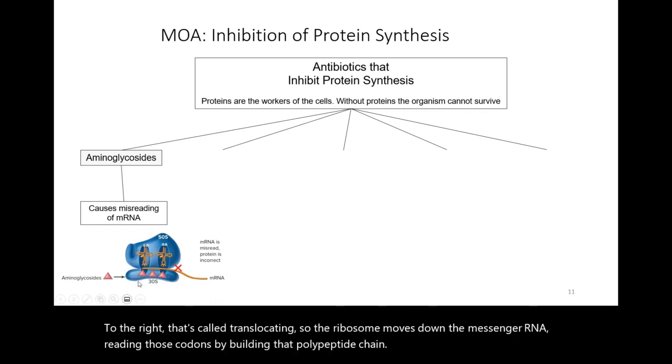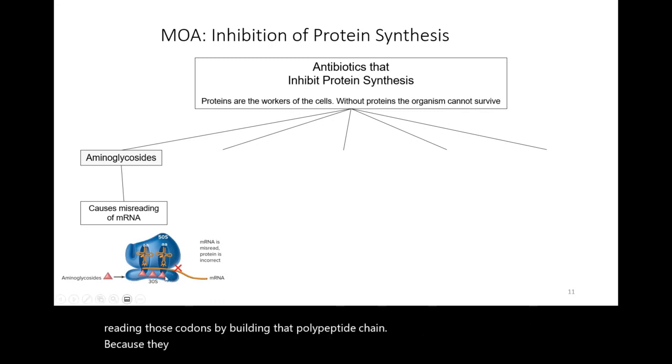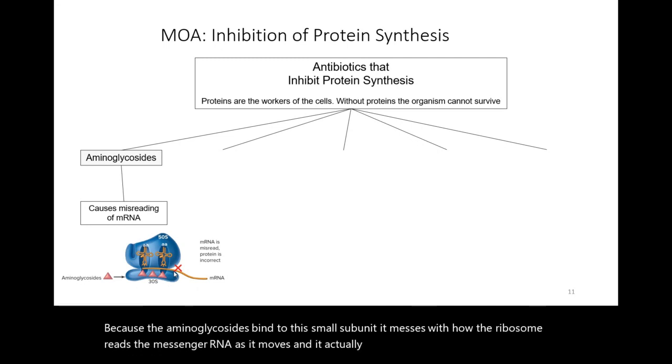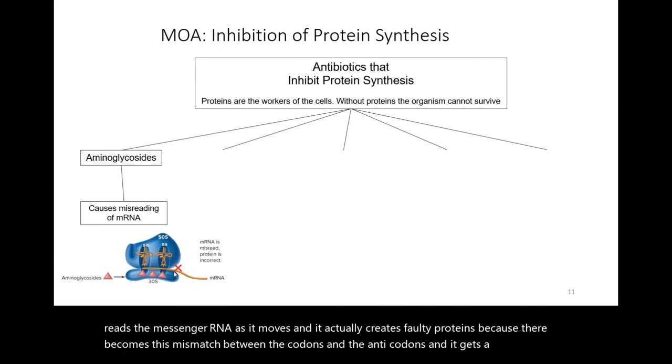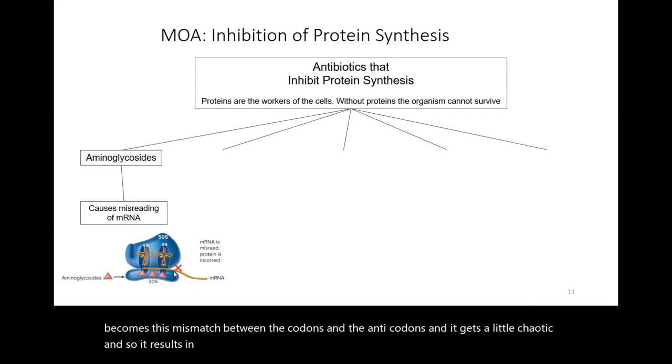So because the aminoglycosides bind to this small subunit, it messes with how the ribosome reads the messenger RNA as it moves, and it actually creates faulty proteins because there becomes this mismatch between the codons and the anticodons, and it gets a little chaotic. And so it results in faulty proteins, which results in cell death.